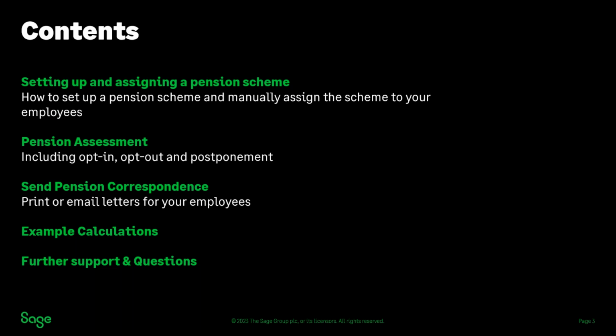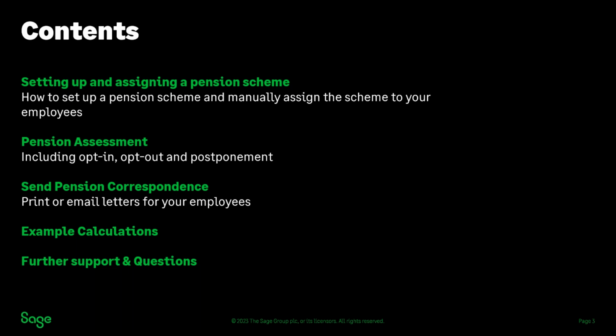So let's have a look at the contents of today's session and what we'll be going through. Firstly, it will be with myself, who will be looking at setting up and assigning a pension scheme. So how do you go about setting up a pension scheme and then manually assigning your scheme to your employees? I will then be handing over to Duncan, who will be taking us through the pension assessment, including opting in, opt-out and postponements, and sending pension correspondence, so printing or email letters for your employees, all done through the pension module. So Duncan will be taking you through those things.